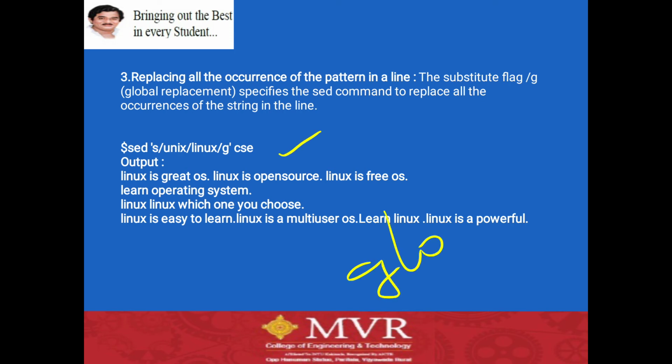Global means all. So whenever you use G, that means in that file, wherever you find Unix, it will be replaced by Linux. See, in the first line we have used Unix three times, and now it is replaced by Linux every time. Similarly for the third line and fourth line also, wherever you find Unix, it will be replaced by Linux. So in this example, you won't find any Unix string in the output, because you have replaced all the Unix by using the G option. G is nothing but global, right?